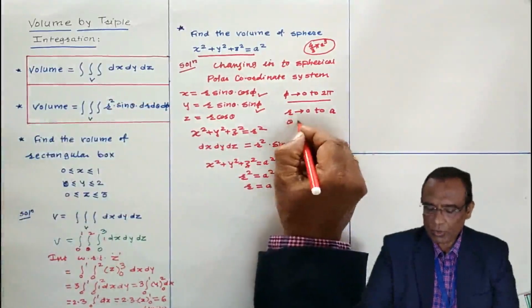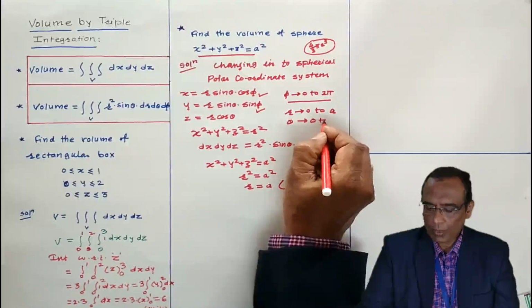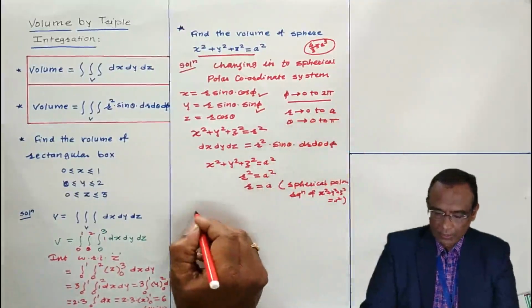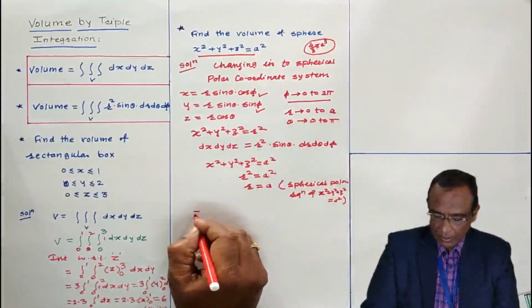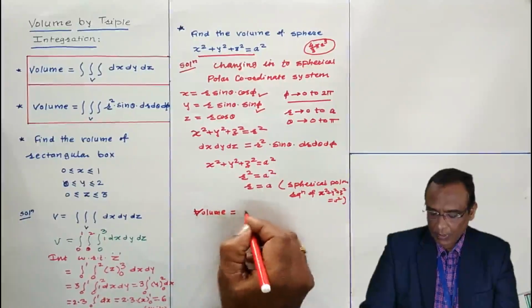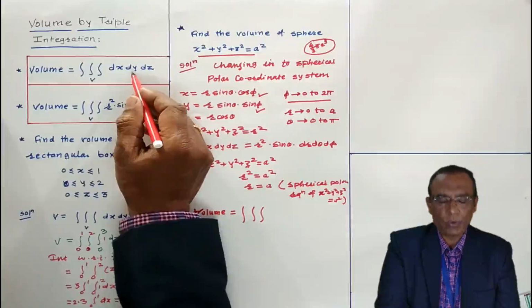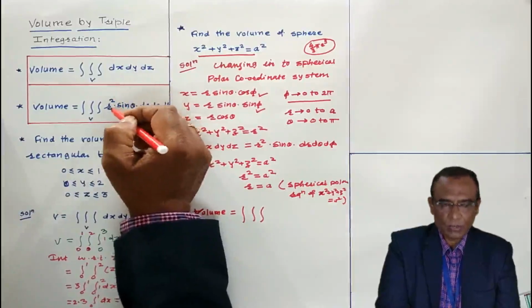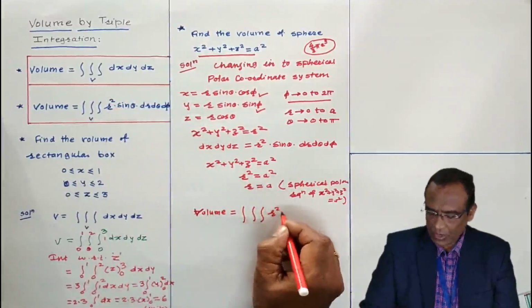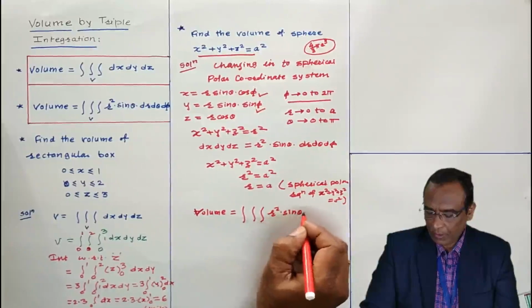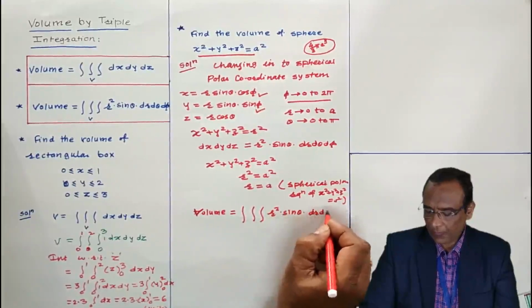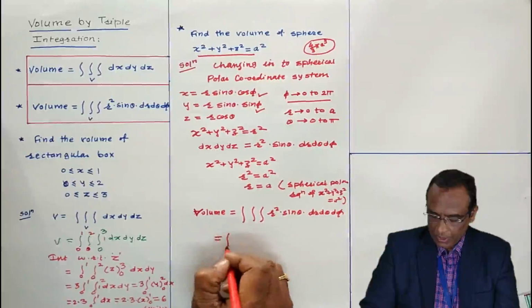Therefore theta varies from 0 to pi. In this way, this triple integral, this way we found the limits of integration in spherical polar coordinate system. So you can use this formula, then convert it into this, or you can directly use this one also, r square sin theta dr d theta d phi. Then put down the limits.